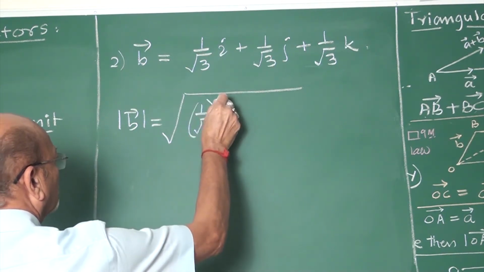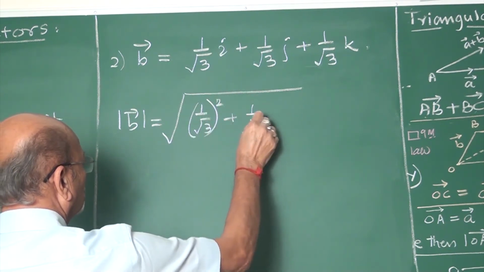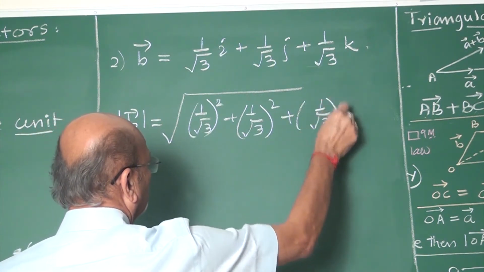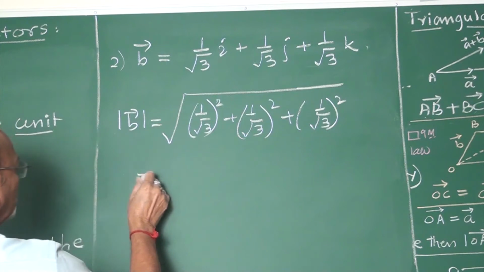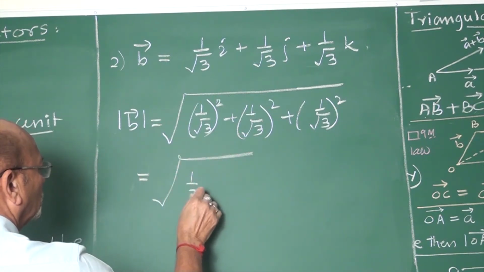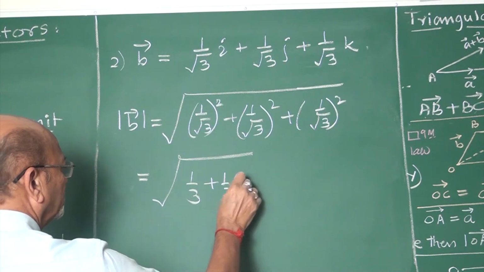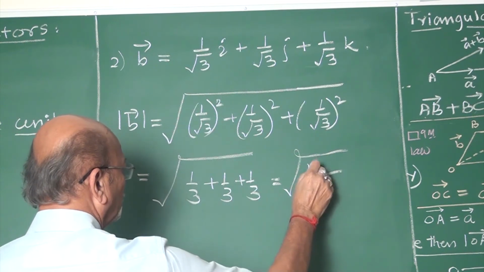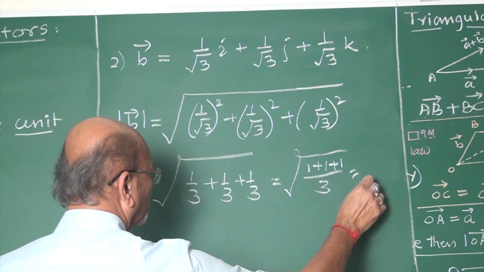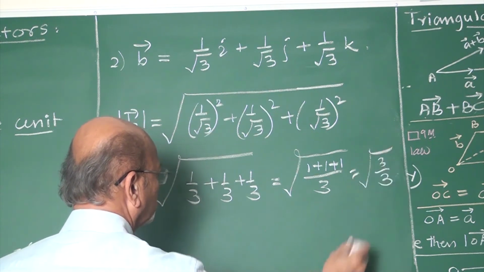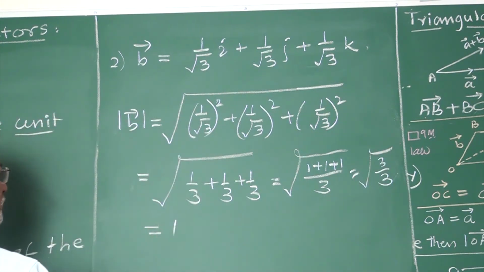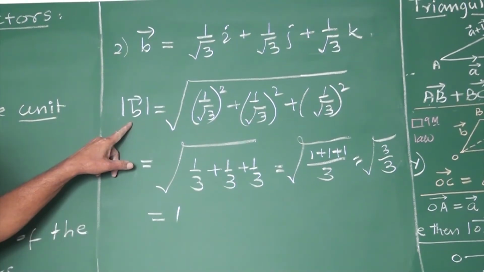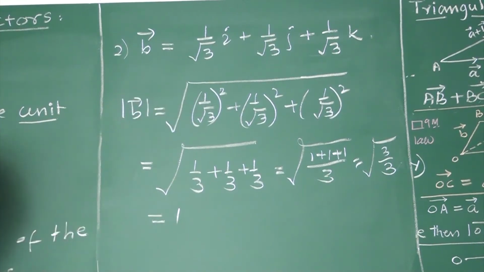1 by root 3 the whole square plus 1 by root 3 the whole square plus 1 by root 3 the whole square equals the square root of 1 by 3 plus 1 by 3 plus 1 by 3. My friend, the LCM is 3, numerator 1 plus 1 plus 1, 3 upon 3, square root of 1. The square root of 1 is 1, and the magnitude of B is 1. It is nothing but a unit vector. This is a unit vector.